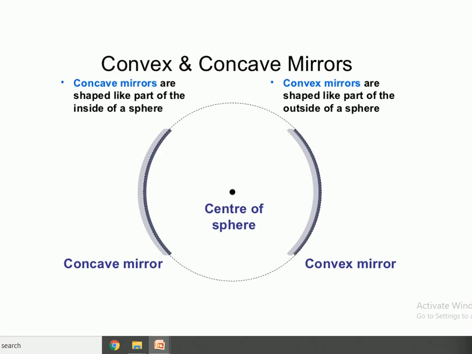Concave mirrors are shaped like part of the inside of a sphere. The part which is inside of a sphere is known as a concave mirror. Convex mirrors are shaped like a part of the outside of the sphere. So whatever shape is bulged outside is known as a convex mirror.